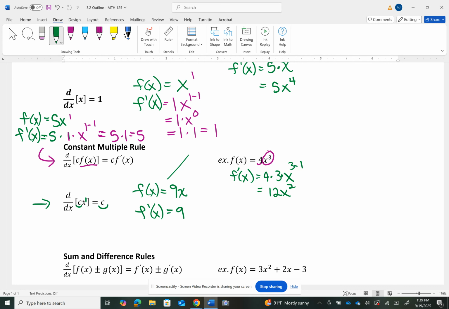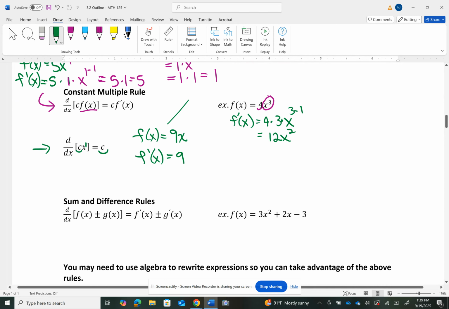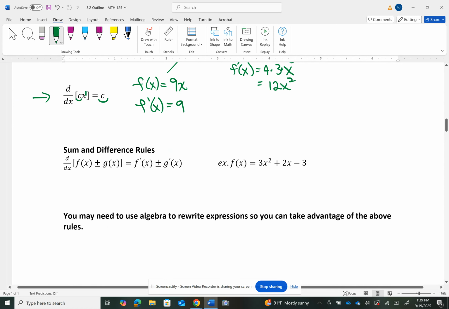Okay, and then with derivatives, if you have two functions that have been added or subtracted, it is okay just to do the derivative of each term and then add or subtract. So that allows us to do the derivative of a polynomial quickly and easily by using the combination of the rules we've talked about above.